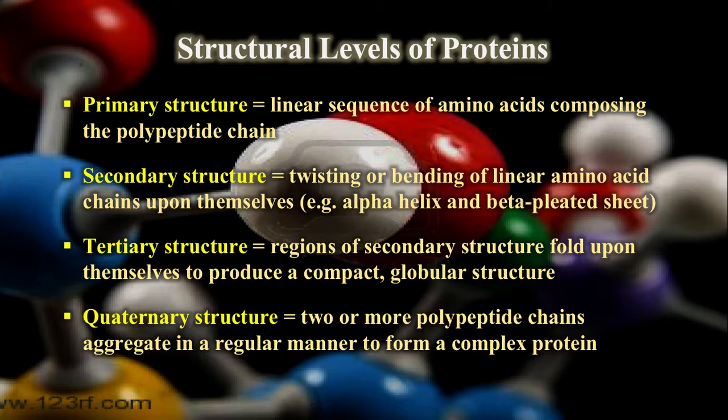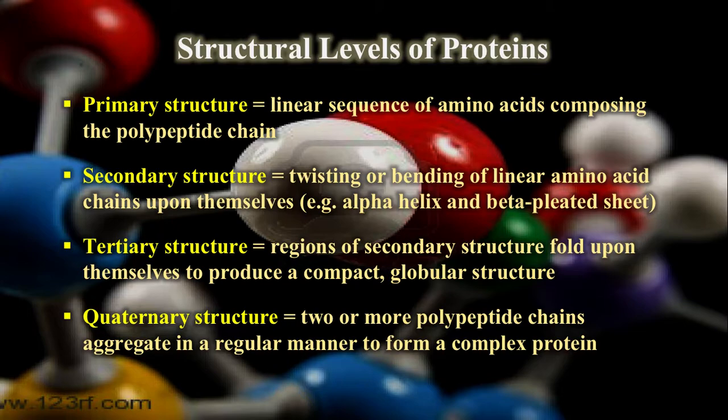Now, we're going to start folding it into the shape. So now, we're going to take that chain and we are going to twist it and bend it into what's called the secondary structure. Now, with secondary structure, there are only two options. We can twist it into what's called an alpha helix, okay, which is a helix like the DNA strand, or it can fold into a beta pleated sheet, which is a little zigzag.